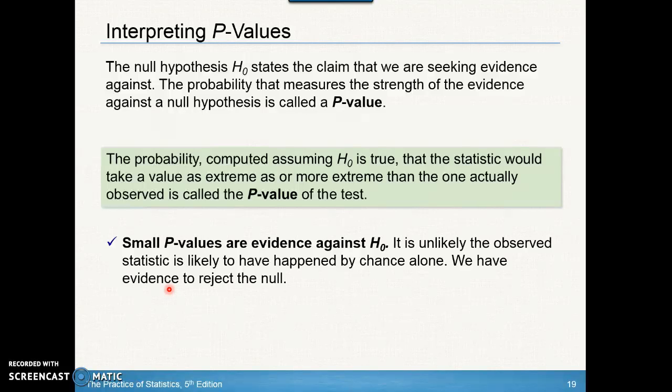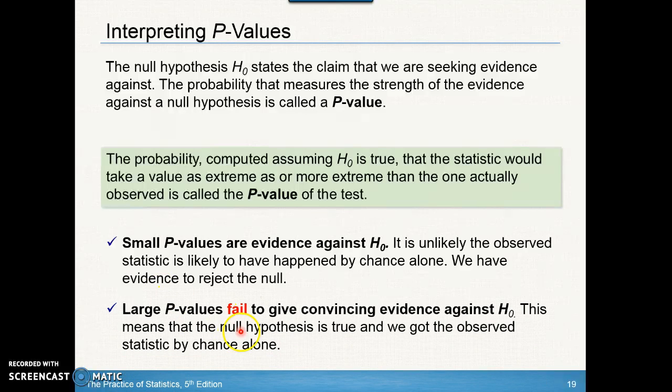Large p-values fail to give convincing evidence against the null. So that means that probably the null is true, and we got that observed statistic by chance alone. If we're saying he makes 80% of his free throws and we get a large p-value, that means that what we got is actually pretty close. Thinking about the normal curve, if we get a large p-value, that means it's somewhere around that proportion or that mean.